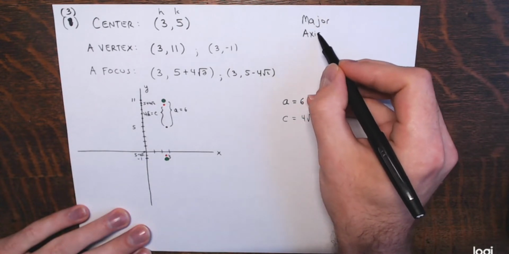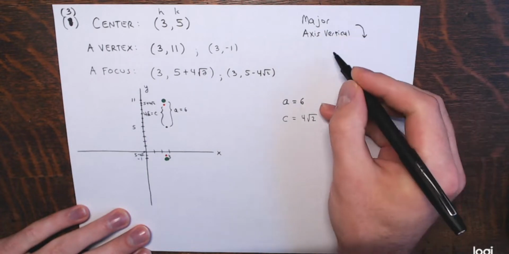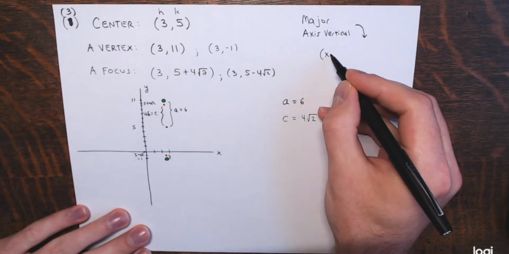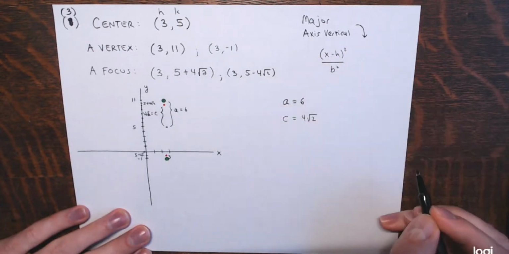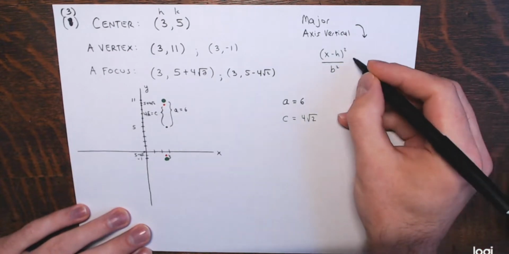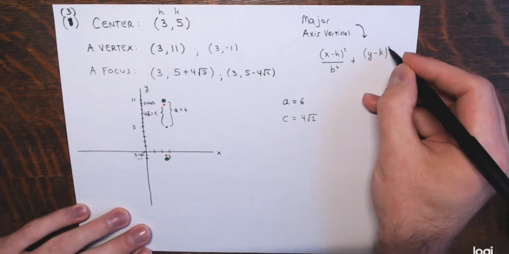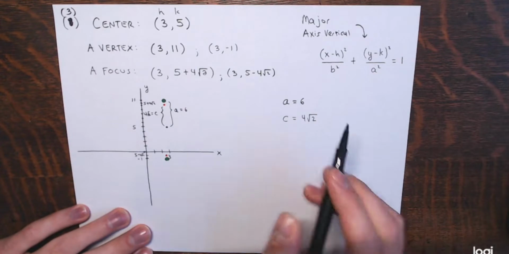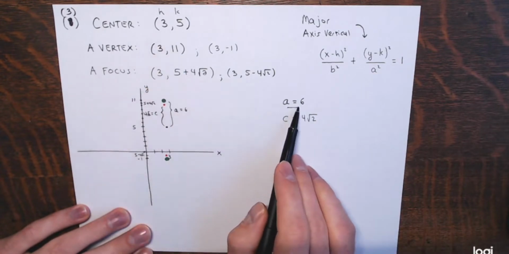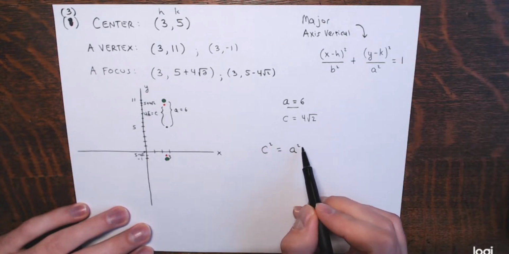The major axis is vertical again, parallel to the y-axis, so that means we're going to have an equation like this: x minus h squared over b squared, plus y minus k squared over a squared equals 1. This time the a squared is under the y term, because the major axis is vertical. I know h, I know k, I know a, I just need b now. And that's where that relationship comes in again: c squared equals a squared minus b squared for all these ellipses.